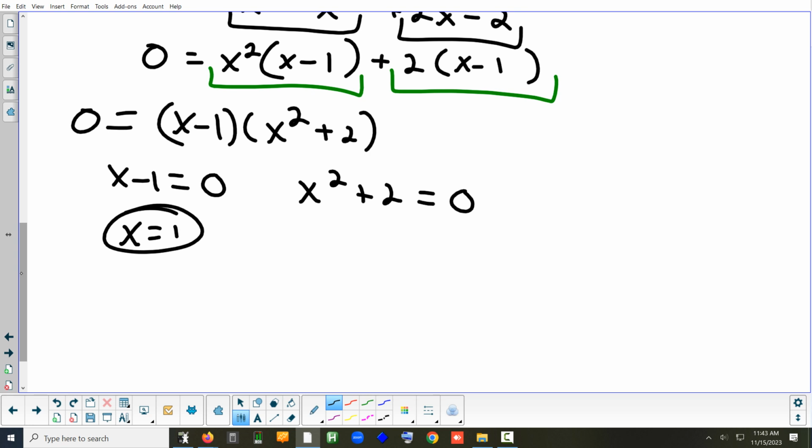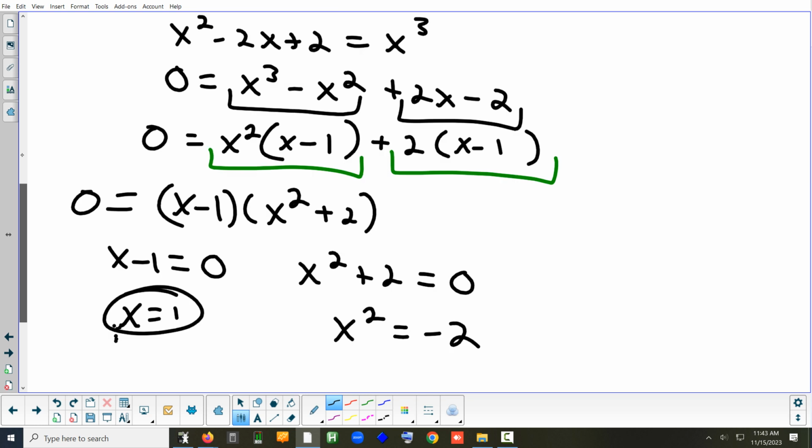What's your first step to get x by itself here? Subtract 2 from both sides. But what's going to happen if you keep continuing with that? You're going to get the square root of a negative. So from this part, there's no solution. It doesn't mean the whole problem has no solution. It just means there's no answer from this part. So the only answer we got was 1.